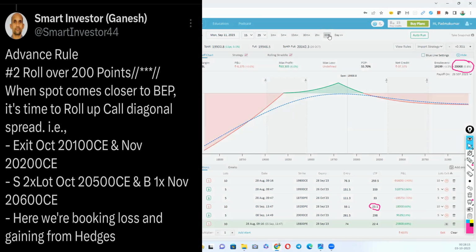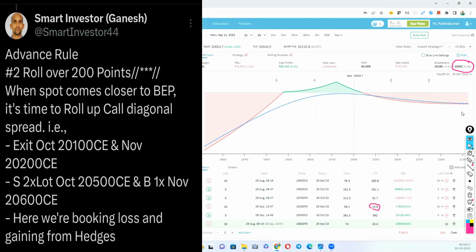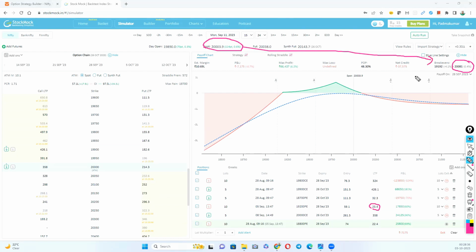We'll see if spot comes to that level. Let's go to end of the day. What has happened? Spot has reached 20,000. So as per rule number 2, if spot comes to break even, we need to roll up the call side. So what are we supposed to do? We have to roll up the call side.